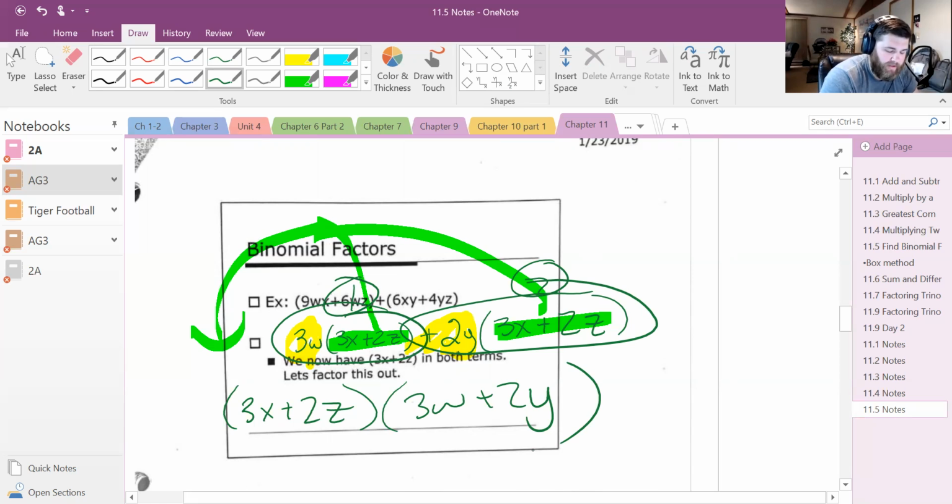Okay, usually you're going to get them to work out nice, and for the tests, that's what it's going to be. They're going to work out nice. Okay, so let's keep going.